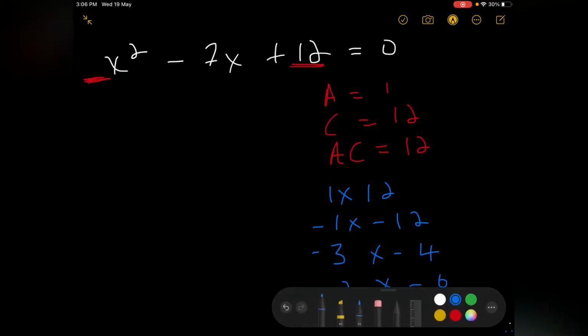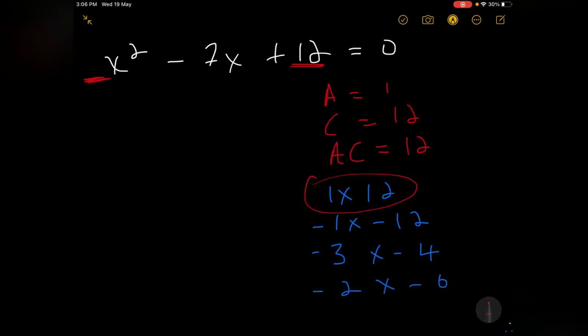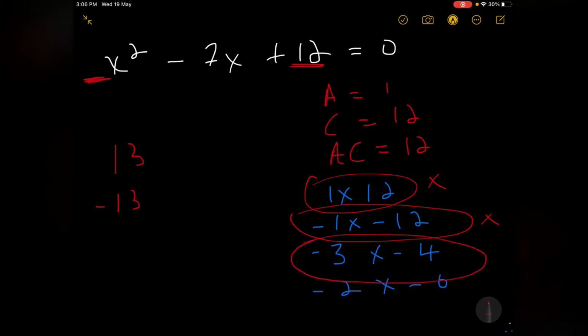And we can see that if we add 1 and 12, we would get 13. So this can't be it. If we add negative 1 and negative 12, we would get negative 13. So this again can't be it. Now, if we add negative 3 and negative 4, we would get negative 7. So this here would be our two factors, negative 3 and negative 4.